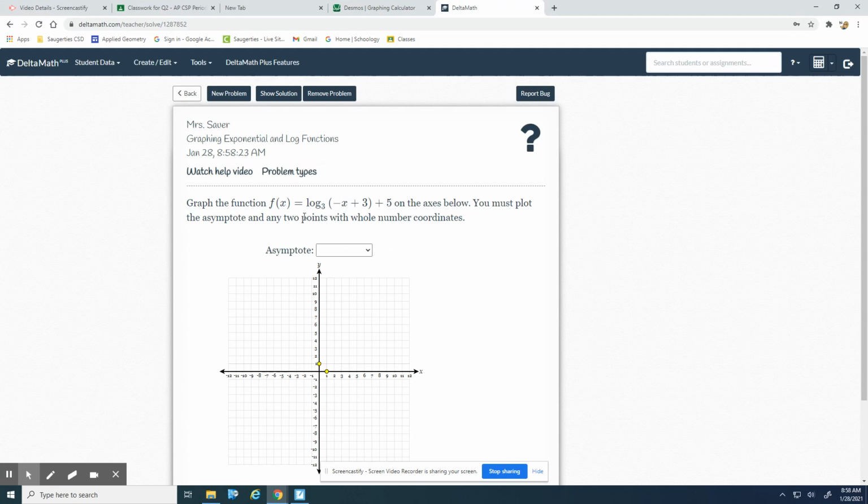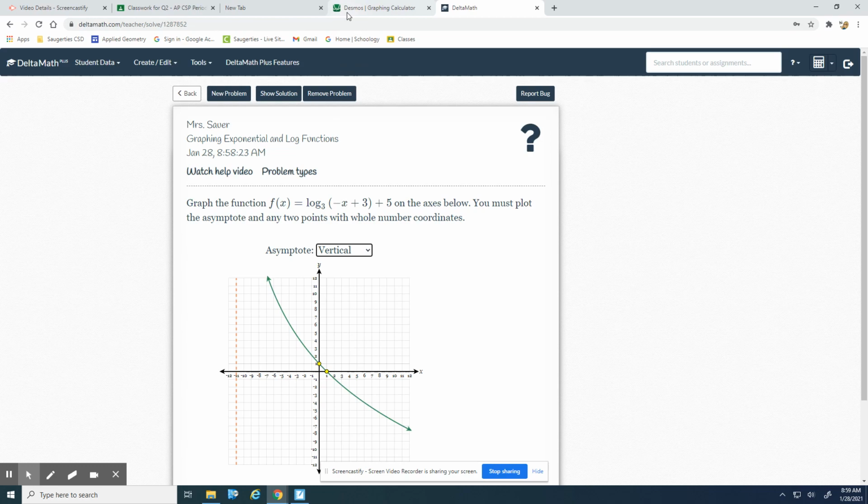So going back over here, log base 3 of -x plus 3, plus 5. Now, it is super tricky when you have two things going on in the parentheses. Basically, it's moving left 3 and then reflecting in the y-axis and then up 5. So we can see those transformations. It's a log graph, so I know I have a vertical asymptote. Because I moved it left 3 but then reflected over the y-axis, that's going to be kind of tricky.